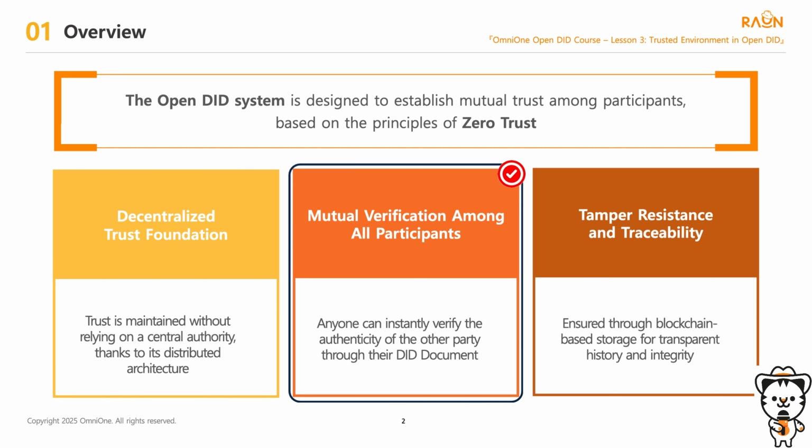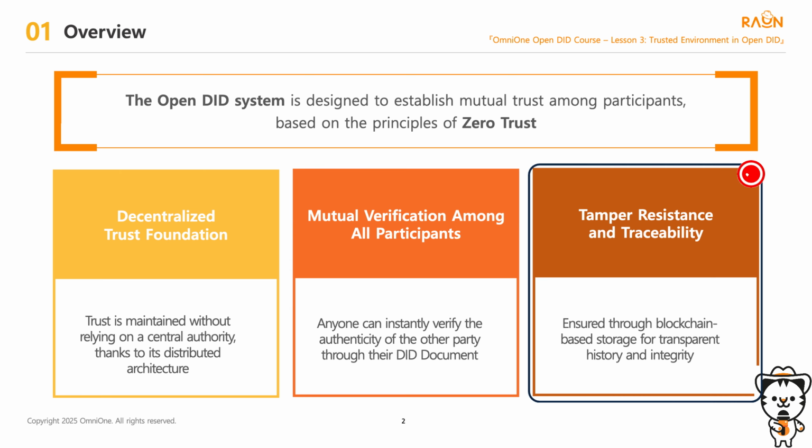Second, mutual verification is possible among all participants. Anyone can refer to the DID document of another party and verify its authenticity in real time. And third, the system provides tamper resistance and auditability. Because the trust framework is built on a blockchain foundation, all records are immutable and transparently traceable, preventing data forgery and enabling accountability.